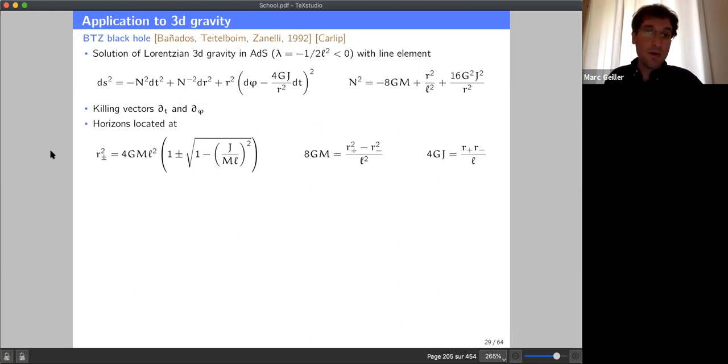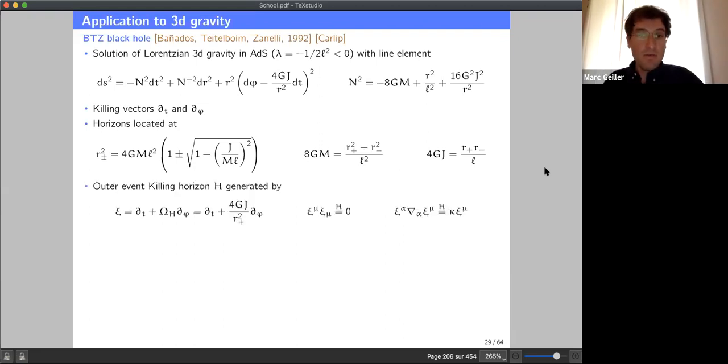The horizons we get by looking at the zeros of the lapse function. We see that there are two horizons, an outer one and an inner one, because we can have a non-zero angular momentum J. Now we can write the mass and the angular momentum in terms of these two radii, r plus and r minus. If you want, you can explicitly check that there is an outer event horizon, which is Killing, and it's generated by the vector field ∂t plus Omega_H times ∂phi, where Omega_H is this factor here involving the outer radius and the angular momentum. You can check that on the horizon r plus, this vector is null, and that this vector is horizon-forming.